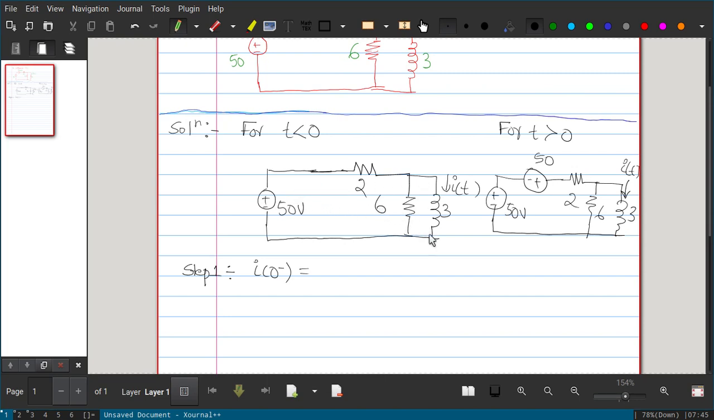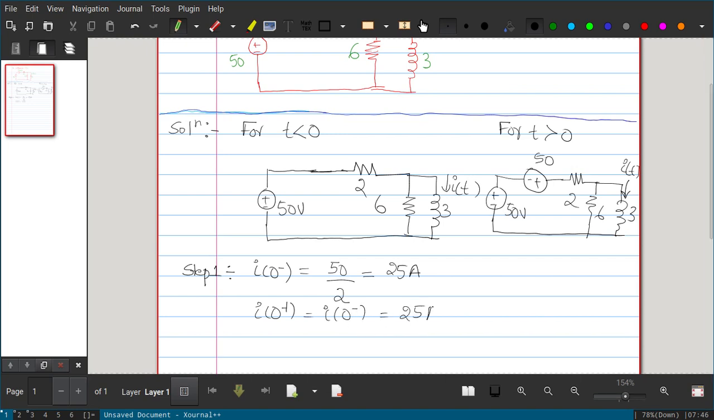So what is the current flowing through this inductor then? So you have 50 volt, 2 ohm resistor, and you have the short circuit inductor, that is 3 henry. This 6 ohm will not come into the picture. So i(0 minus) will be total voltage, that is 50, by total resistance. Only the 2 ohm resistor will appear. 6 ohm will not come into the picture because of the short circuit inductor. So the only resistance you have is 2. So 50 by 2, that is 25 ampere. And i(0 plus) is nothing but i(0 minus), which is 25 ampere. Okay, that is step 1.